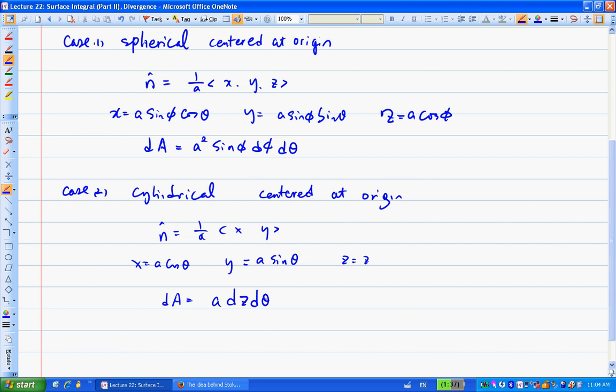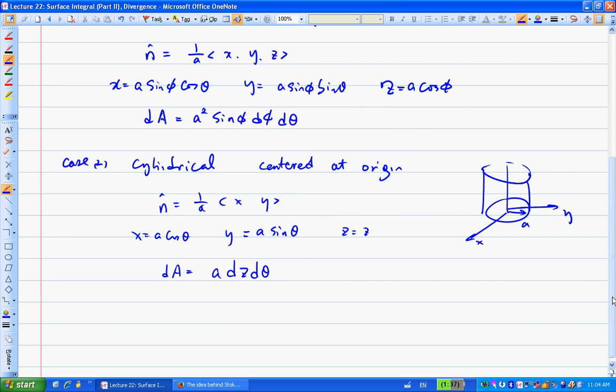So in this case, your r is a constant, which is the a. So it's a cylinder with the radius of a, centered around this origin there. Okay, that's what we call a cylindrical kind of surface.